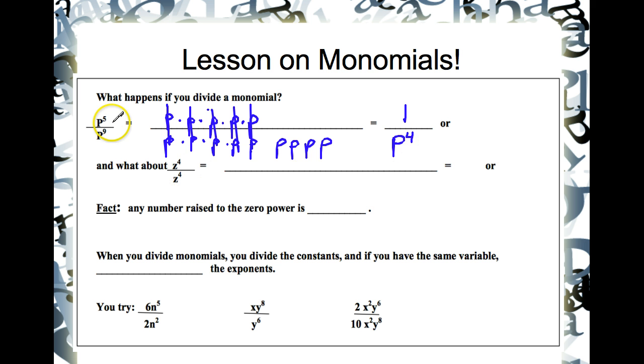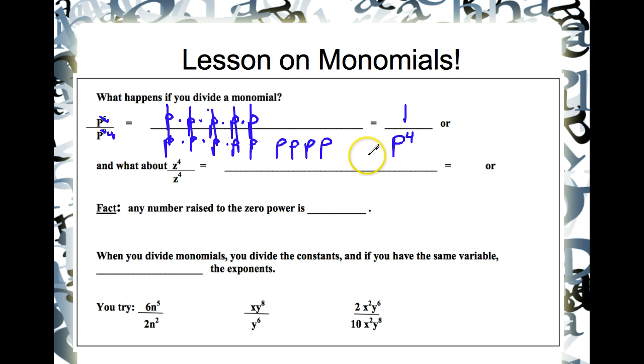So one way of doing this is you can say, well, look, you little 5 on top, you're outweighed by the 9 on the bottom. So the 5 goes out, and 5 goes into 9 with 4 left over. So that's why you have 1 over p to the 4th.